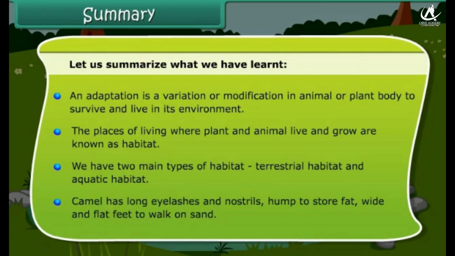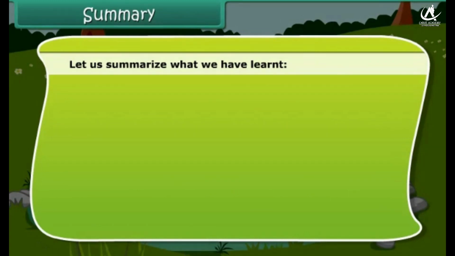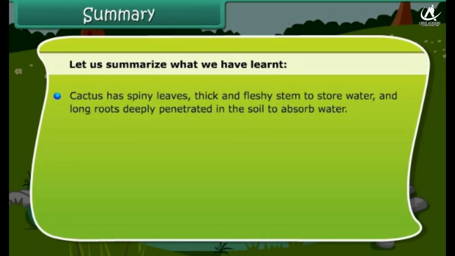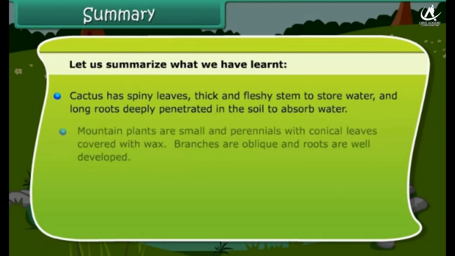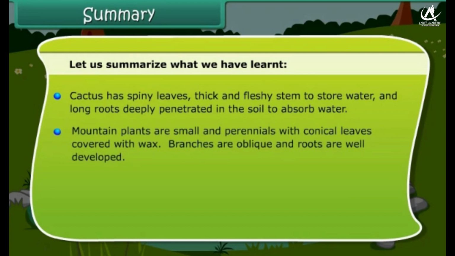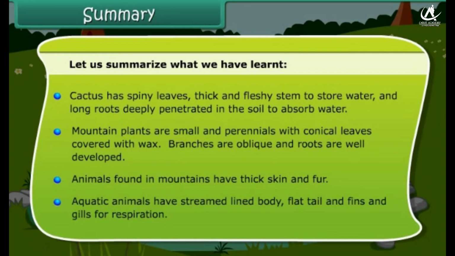Camel has long eyelashes and nostrils, a hump to store fat, and wide and flat feet to walk on sand. Cactus has spiny leaves, a thick and fleshy stem to store water, and long roots deeply penetrated in the soil to absorb water. Mountain plants are small and perennials with conical leaves covered with wax. Branches are oblique and roots are well developed. Animals found in mountains have thick skin and fur. Aquatic animals have a streamlined body, flat tail, and fins, and gills for respiration.